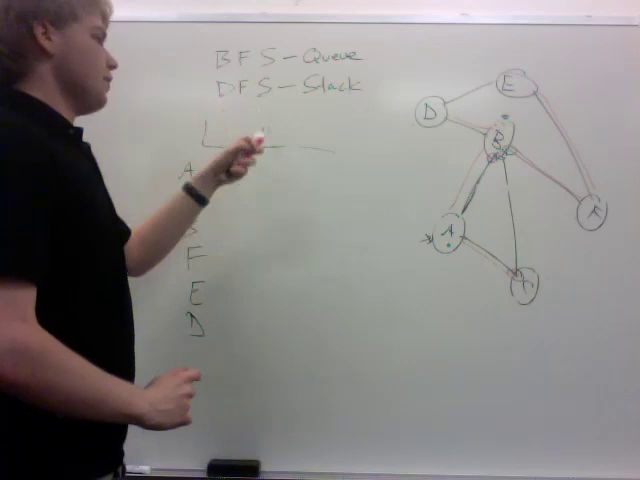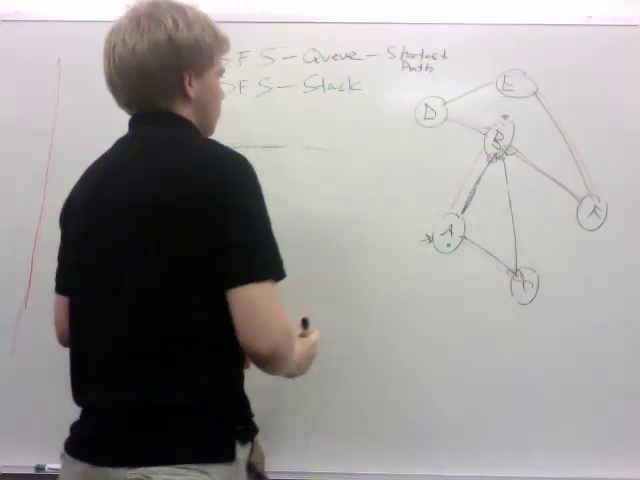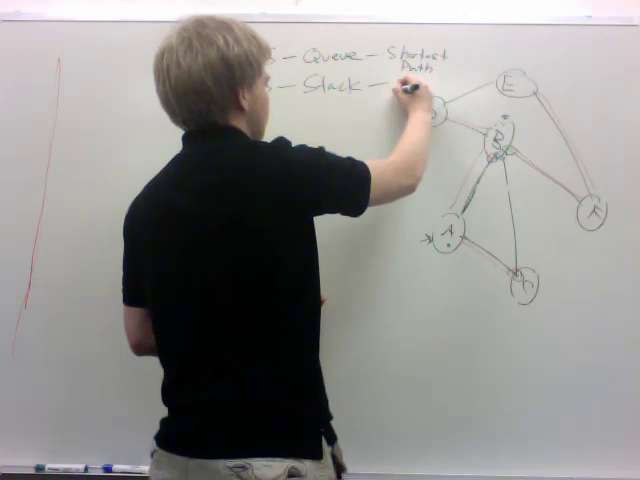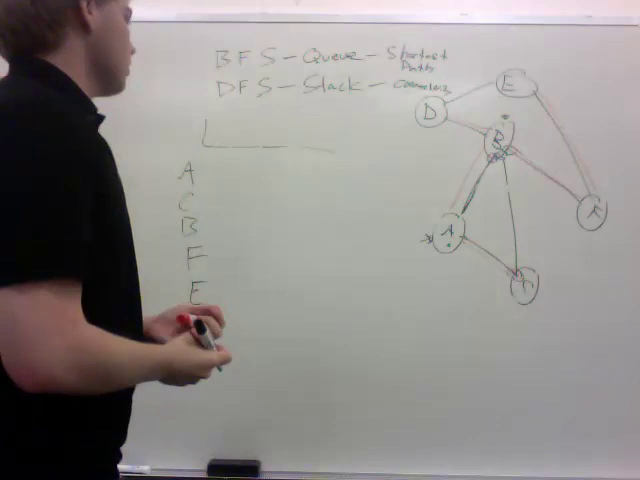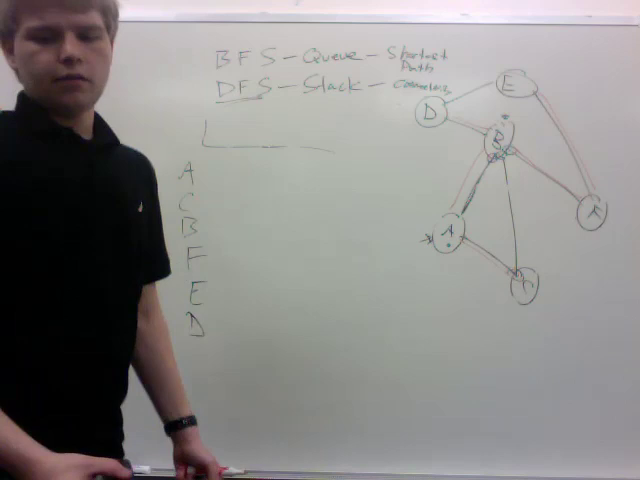So BFS is always going to, the first time you see a node, it will find the shortest path, assuming there's no weights or anything involved. DFS is good for testing connectivity or just finding any path. There are a lot of more complicated uses for DFS that are a little bit more complex. They're not as obvious. Okay, so those are the two basic algorithms.